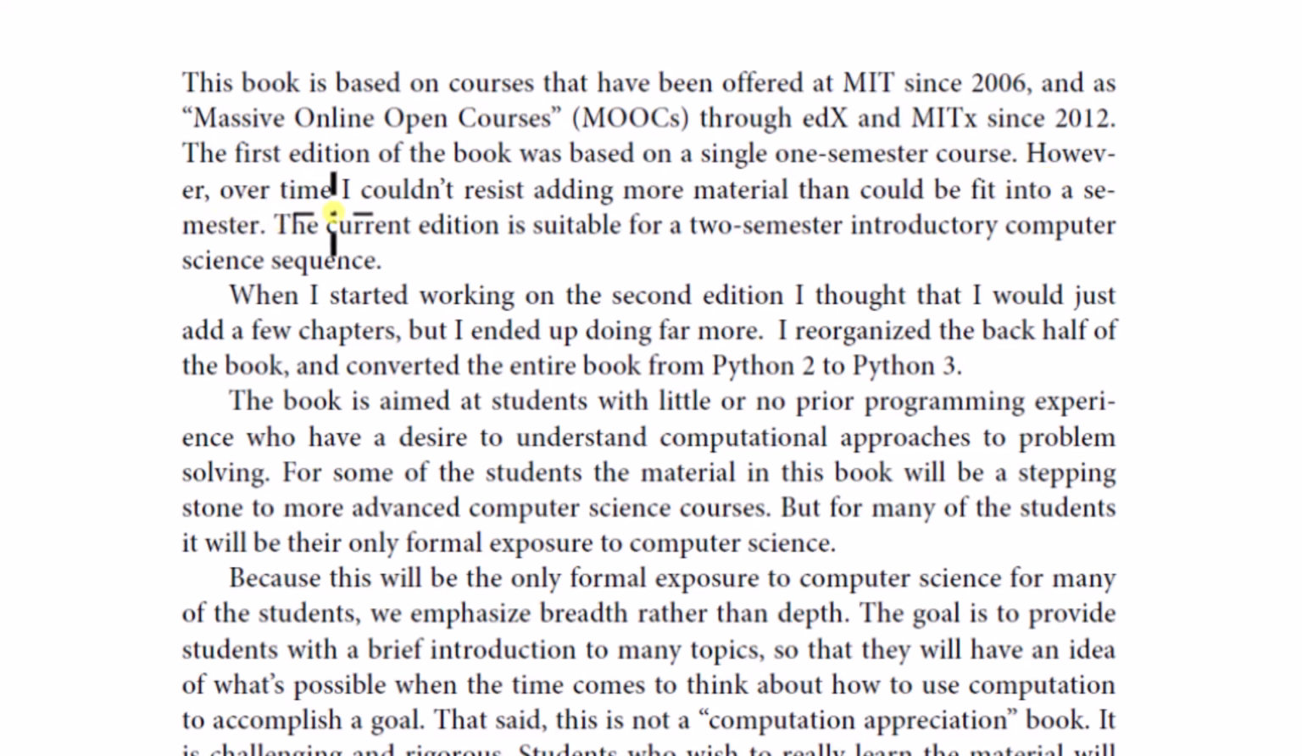However, over time, I couldn't resist adding more material than could fit into a semester. This is John Guttag writing this. The current edition is suitable for a 2-semester introductory computer science sequence. When I started working on the second edition, I thought that I would just add a few chapters, but I ended up doing far more. I reorganized the back half of the book and converted the entire book from Python 2 to Python 3.